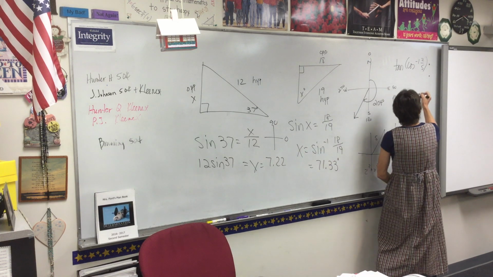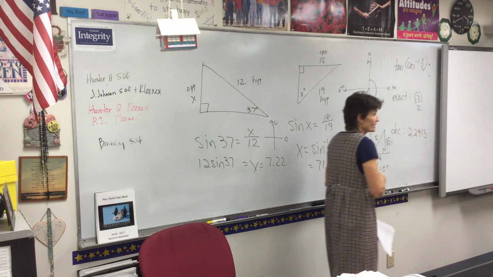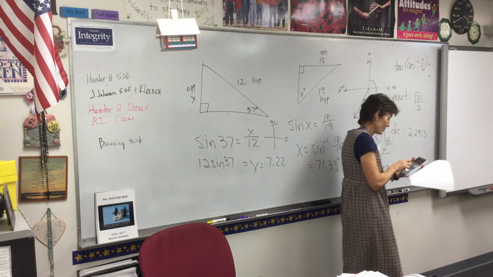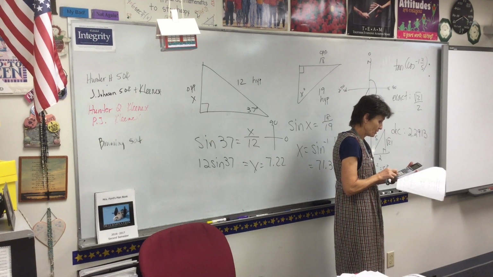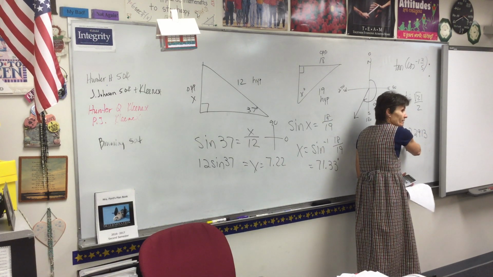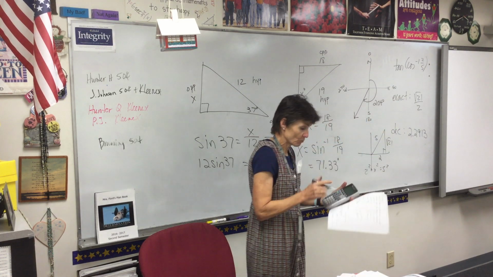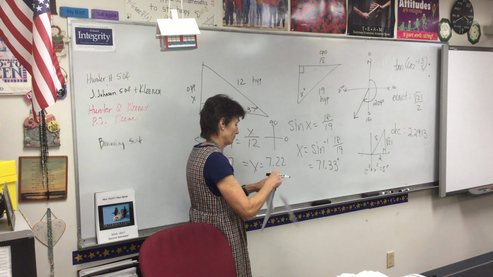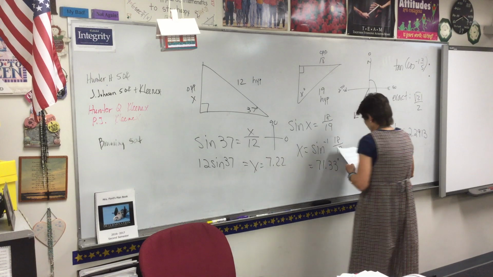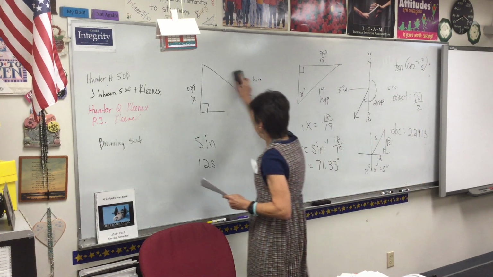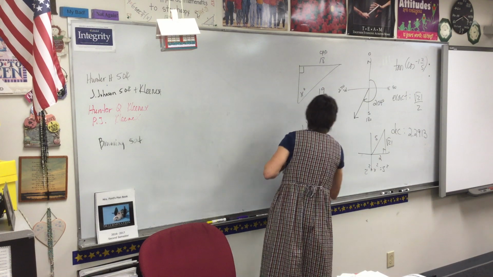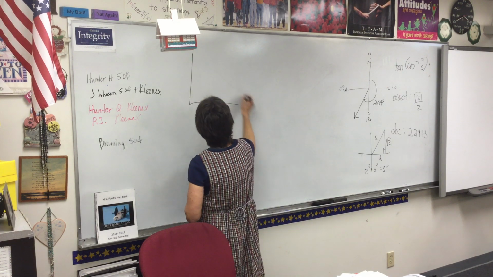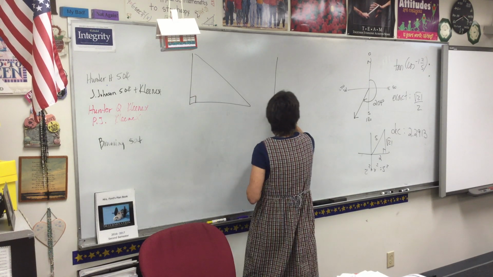Root 21 over 2. And if you have time and are interested in checking your answer, what should happen if you typed in root 21 divided by 2? You should get this decimal, right? So you can kind of check to make sure you're on the right track. The test does not quite have this many word problems on it.